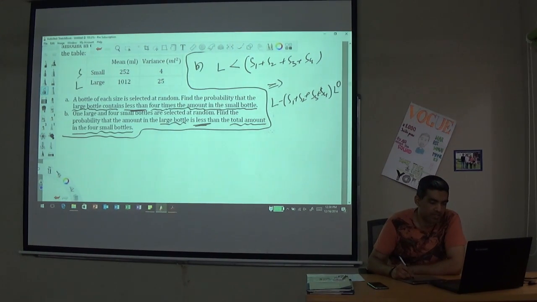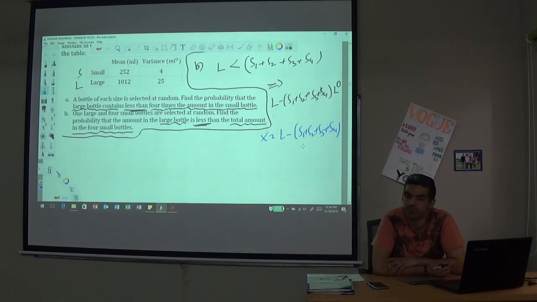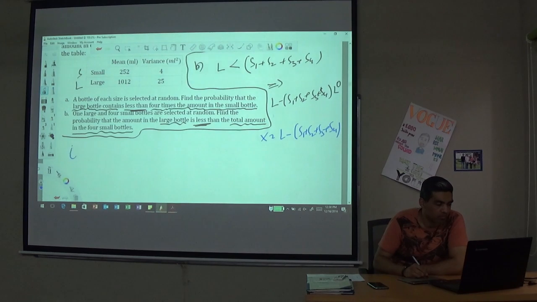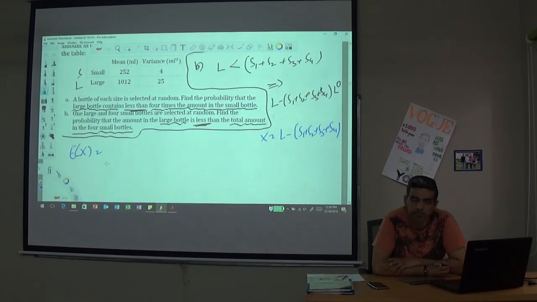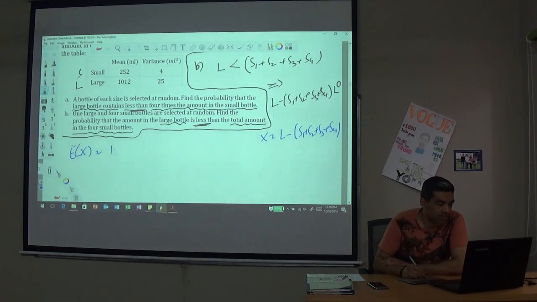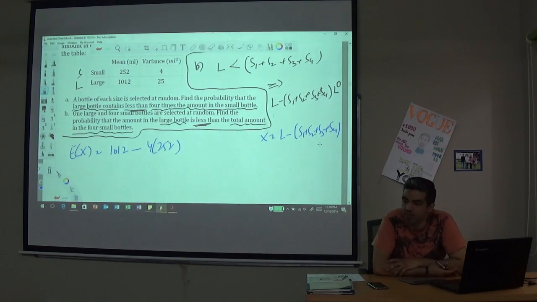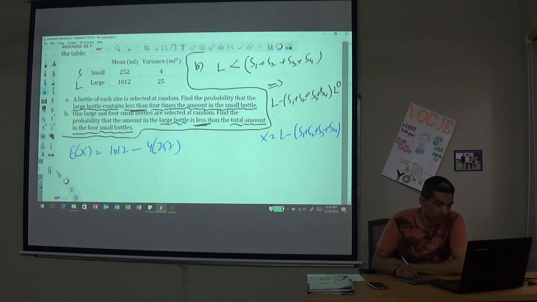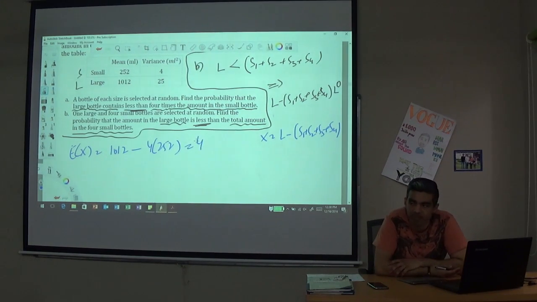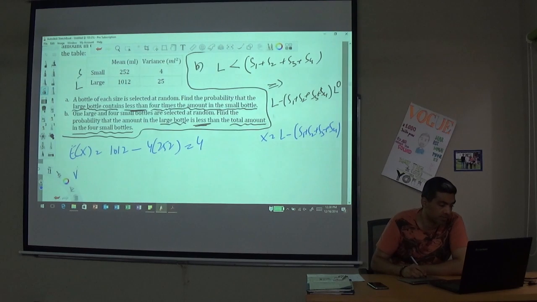So let's say X is the new random variable, L minus (S1 plus S2 plus S3 plus S4). What would be the expected value of X? It would be 1012 minus 4 times 252, because all of them have the same mean, 252. So the answer is 4. It doesn't make a difference to the expected value, but it will make a difference to the variance.